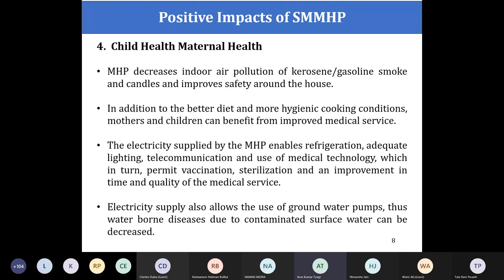The electricity supplied by the micro hydro projects enables refrigeration, adequate lighting, telecommunication, and use of medical technology, which in turn permit vaccination, sterilization, and an improvement in time and quality of medical services. These are the positive impacts related to child health and maternal health. Electricity supply also allows the use of groundwater pumps, thus waterborne disease due to contaminated surface water can be decreased. So this is also a health related positive impact of small hydro projects. Next.